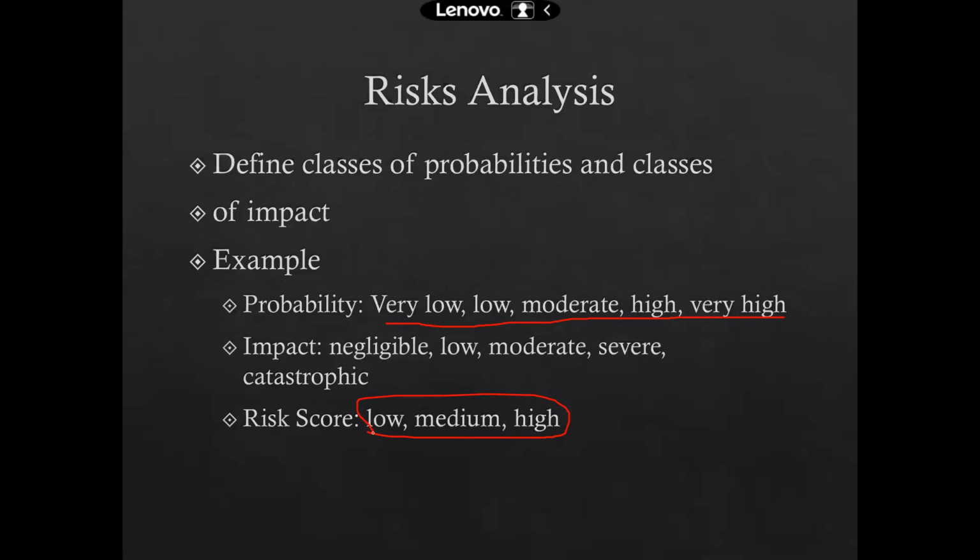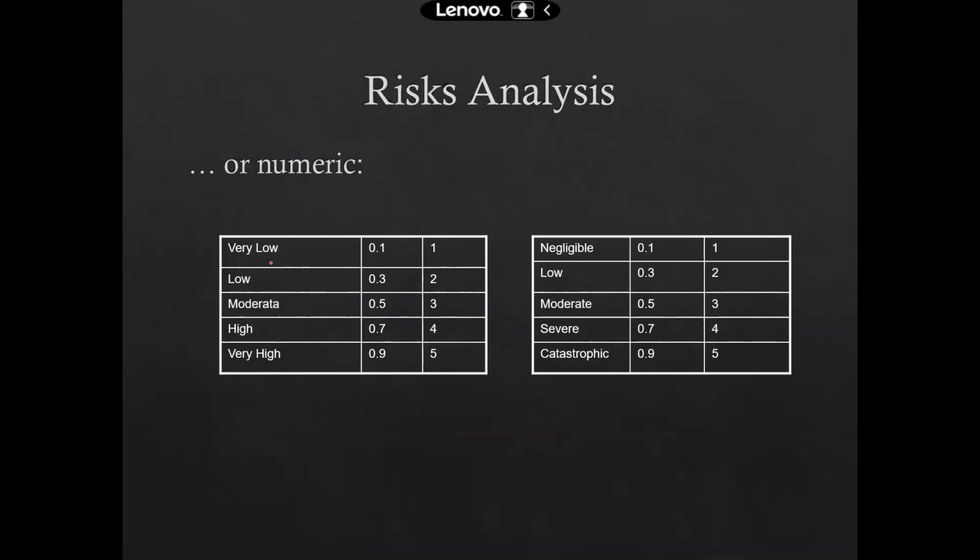Now, if we make the matrix, we have low with the probability of 0.1, which should be given a scale number of 1. Then low with the probability of 0.3, which is the probability of occurrence, should be on the scale of 2. With a moderate probability of occurrence of 0.5, the scale is 3. High, with a probability of 0.7, should be measured with a scale of 4. And very high, with a probability of 0.9, which is almost 1, should be measured with a scale of 5, which means this is a very high probability.